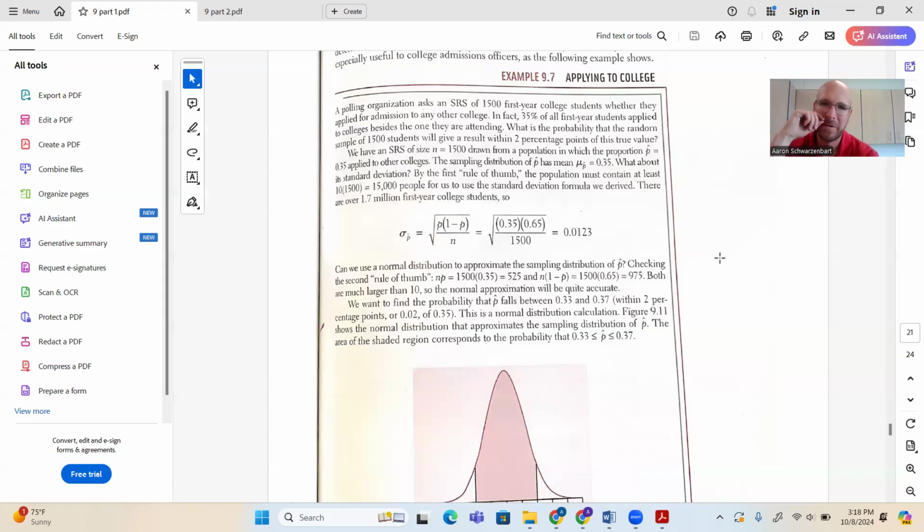Rule of thumb number 2, and they do kind of show it lower, but I'm going to write it off to the side. np has to be greater than or equal to 10. n being 1,500 times 0.35, and that is 525. Well, that's way greater than 10. And 1,500 times 1 minus 0.35, that's 0.65, and that's 975. Now I'll make that a little neater.